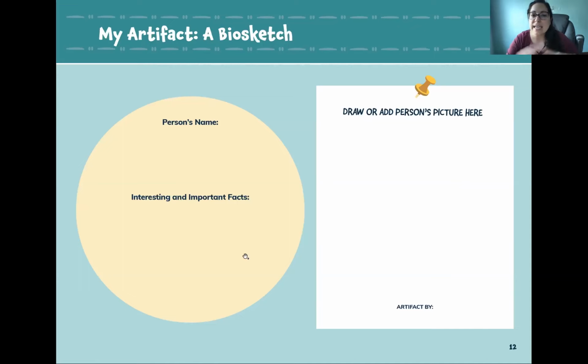So here is the final product, I guess, that they could make that, again, if you were in a classroom, you can put around the table. So the person's name, some interesting facts, some fun stuff about it, and then draw a picture of the person or print out a picture or whatever seems right.